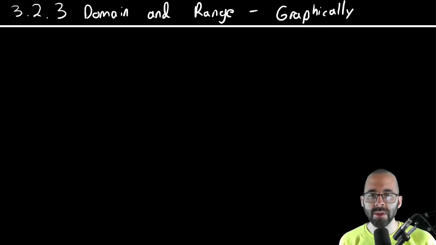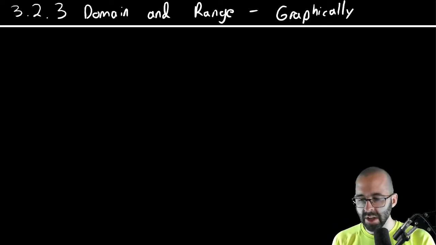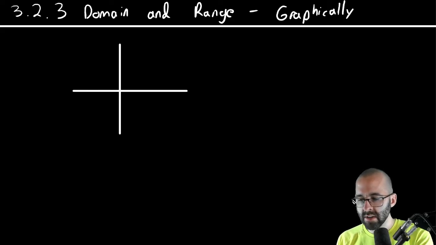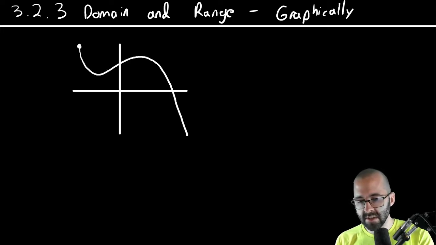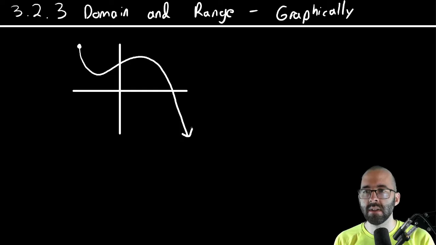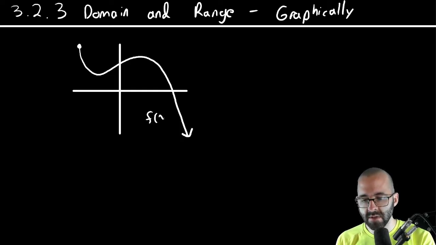So in the last video, we looked at finding the domain and range analytically. No pictures, no graphs, right? We were just looking at the functions. Well, in this video, we're going to look at the domain and range of a function from a graph. Okay, so let's say we have a graph that starts right here and then does something like this. Let's say this is some function f of x.